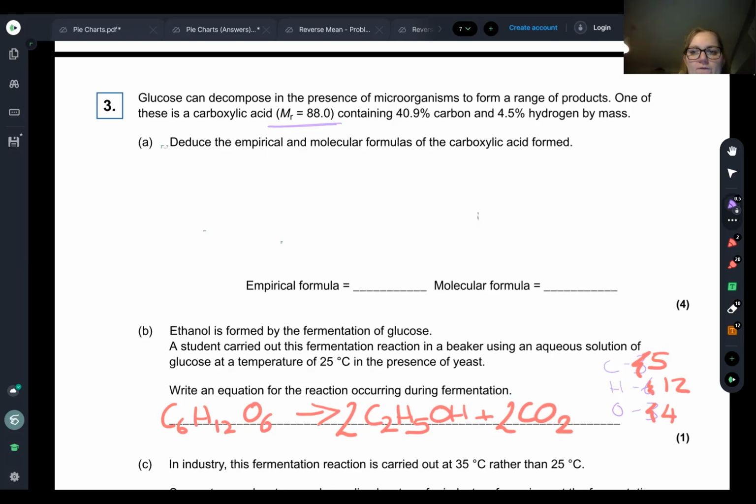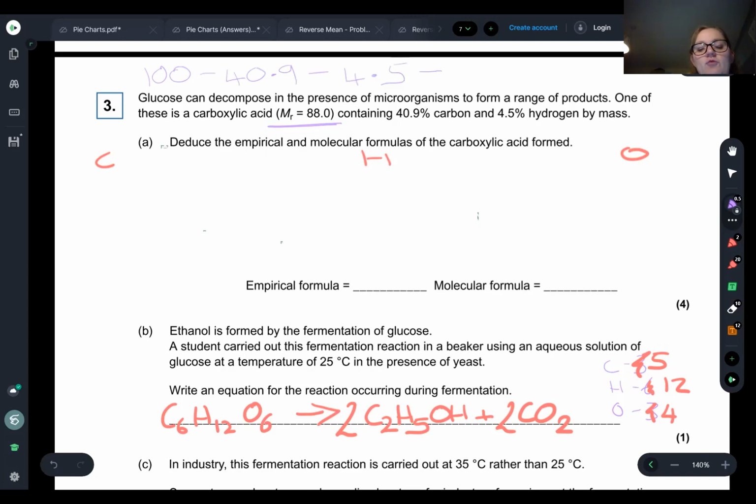So first thing to do, I always set it out like this. I'm just going to put my carbon over here, hydrogen here, and my oxygen here. So we need to know how much oxygen we've got. We don't know at the minute. Well, we can work it out really quick, because if we've got 100%, 40.9% of that is carbon, so we'll take that away. Also take away 4.5%, because that's our hydrogen, and whatever will be left will be our oxygen, sorry, and that would be 54.6%. So that's how much oxygen we've got in percentage of mass.